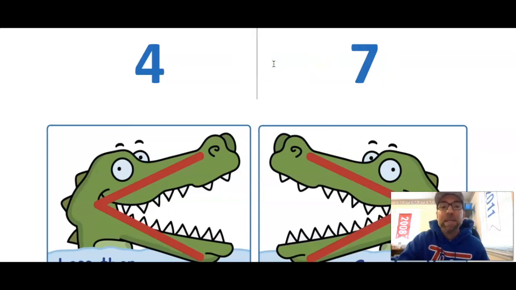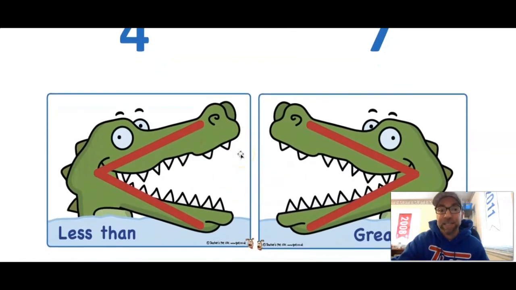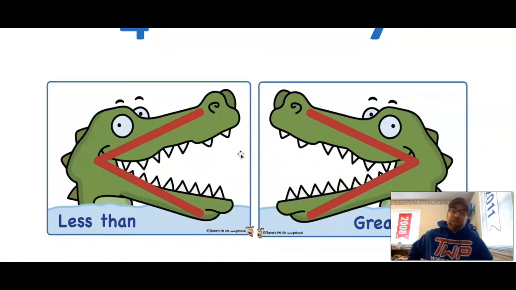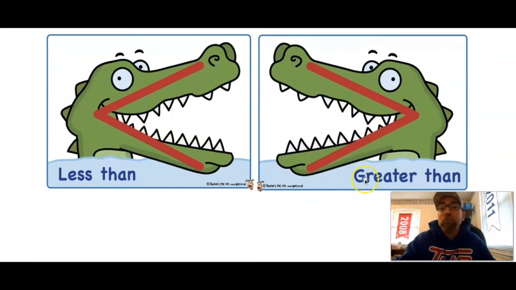Well, we are going to be putting in some of our little alligators today. And we're going to be learning about 2 new math symbols. One of those math symbols is called the less than symbol. And notice that the alligator's mouth is pointing to the right. There's also the greater than symbol. Notice that the greater than symbol is pointing to the left.